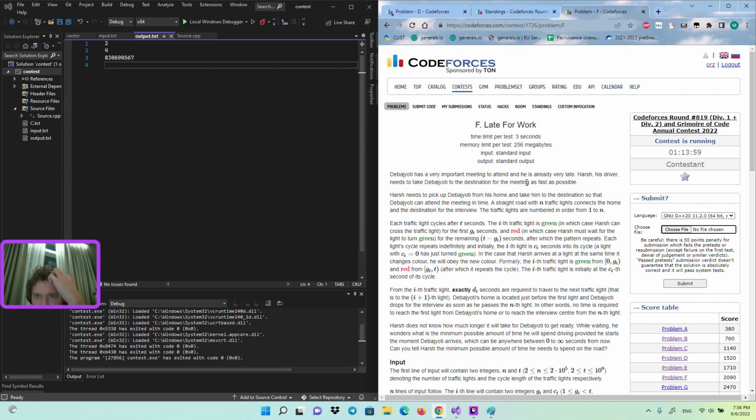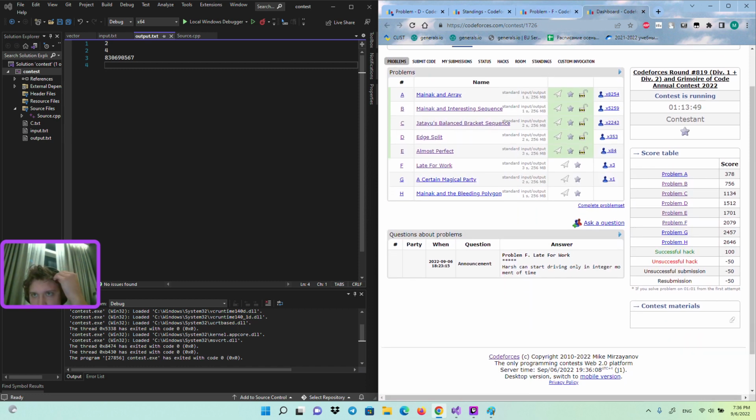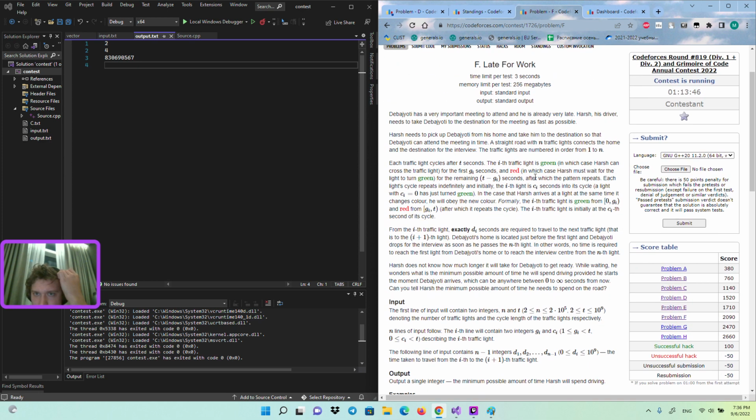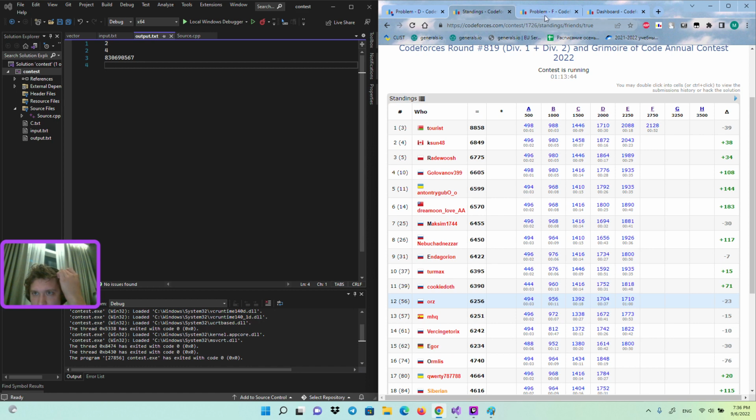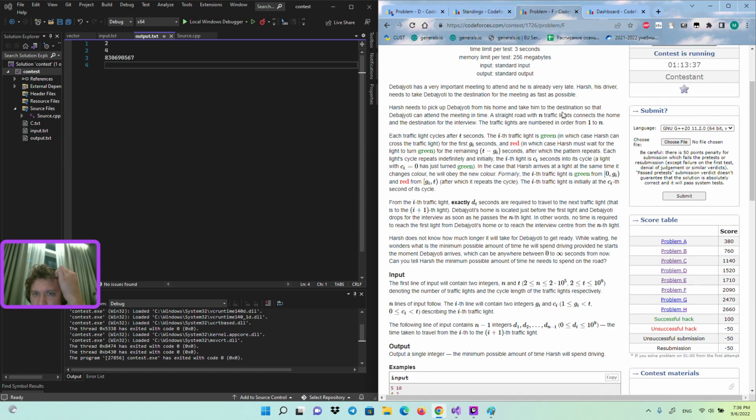Dibiotic has a very important meeting to attend and he is already very late. There was some announcement. Okay. And tourists spent half an hour, okay. Each traffic light cycles up to 2 seconds. The ith traffic light is green for the first GI seconds and red for the remaining T minus GI seconds.